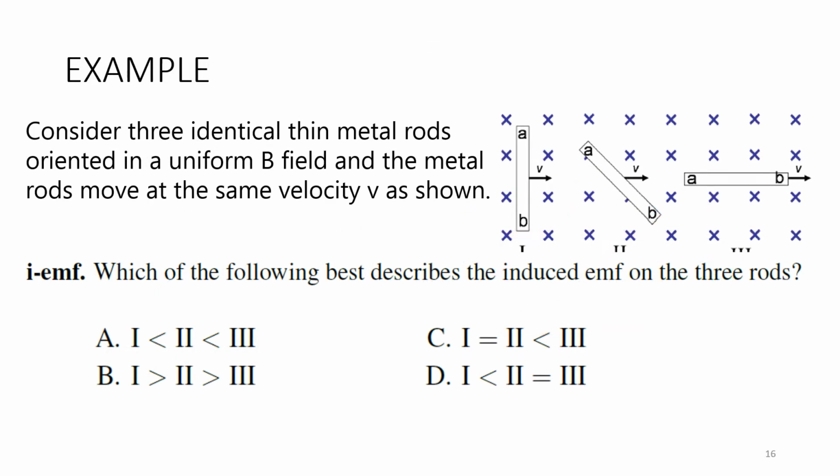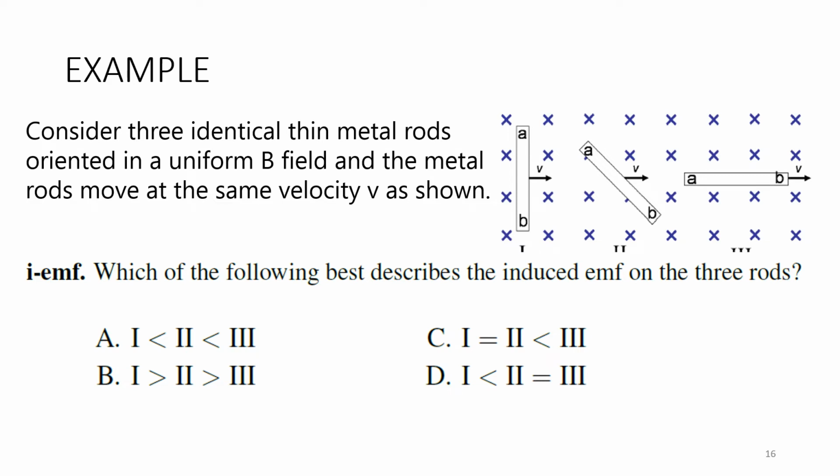Try your understanding with a few concept questions. Here we have 3 conducting bars immersed in a magnetic field pointing into the page. All rods move at the same velocity v towards the right but are oriented differently. The task is to look for an answer which best describes the strength of the induced EMF on the 3 rods. You're going to compare the strength of the induced EMF. You may pause it to try it on your own.